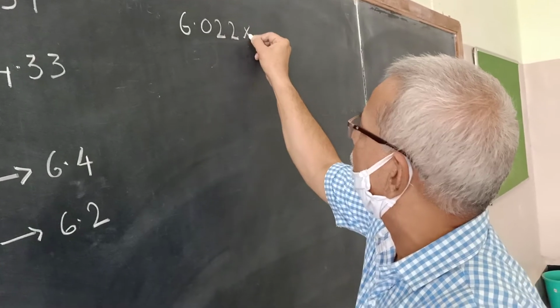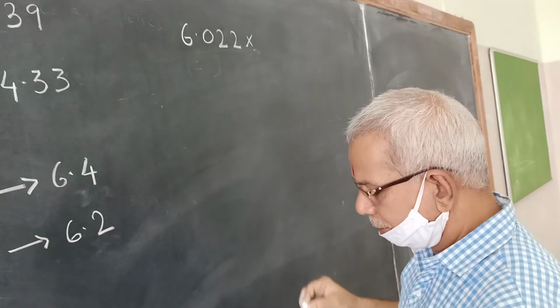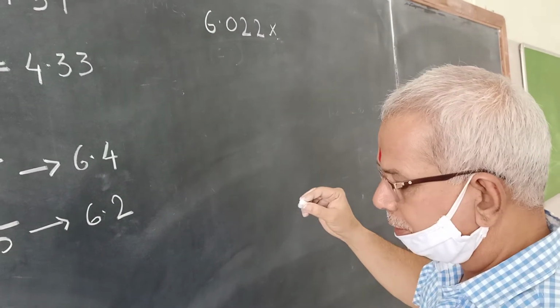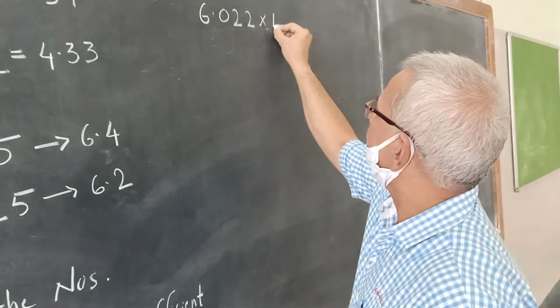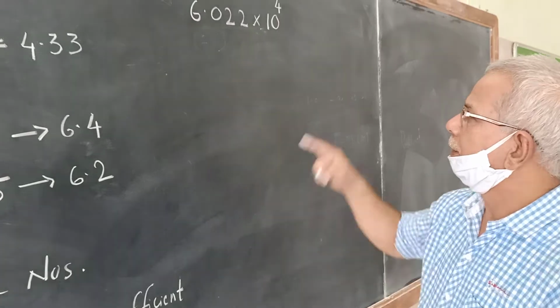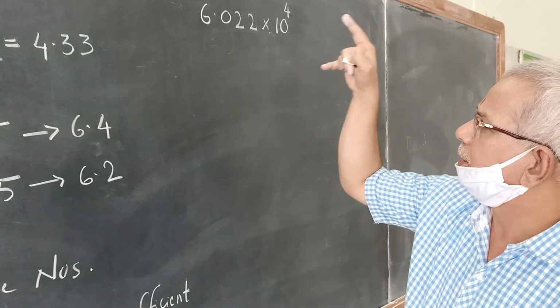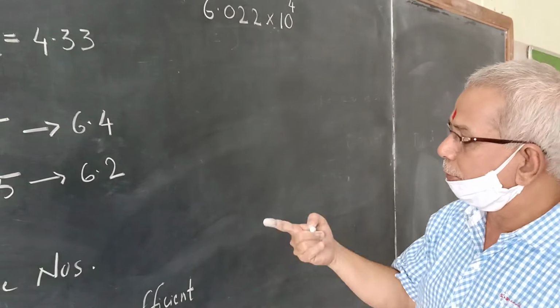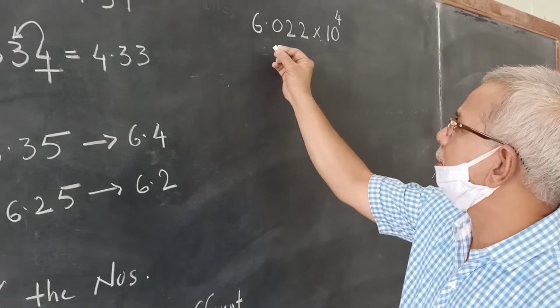Example: 6.022 into 10 to the power 4. This is called scientific notation. Which one is the coefficient? This is called the coefficient.